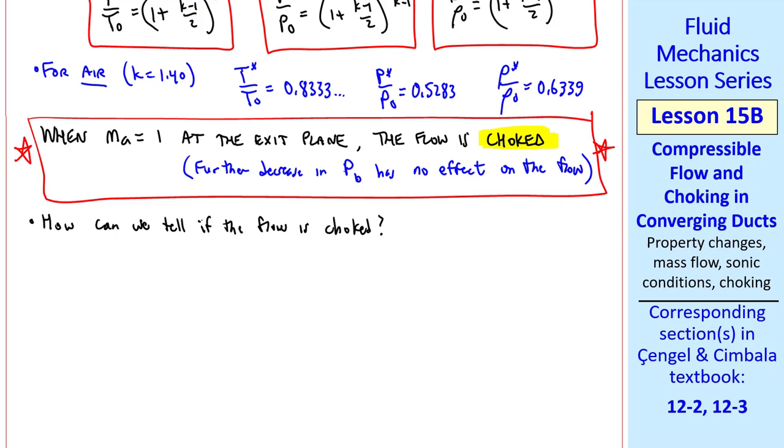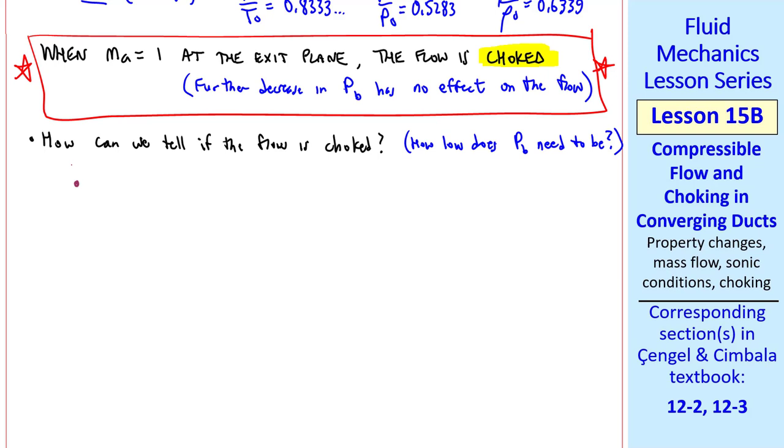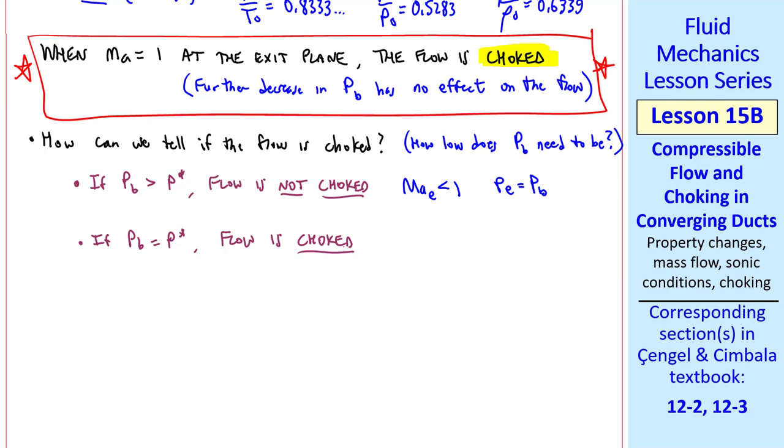I'll give 3 cases here. If PB is greater than P star, the flow is not choked, Mach number at the exit is less than 1, and PE equals PB. Any subsonic jet exiting into the air has the same pressure as the surrounding back pressure of the air. If PB equals P star, the flow is choked, just barely. The Mach number at the exit is equal to 1, and PE is still equal to PB, but is also equal to P star, the critical or sonic condition.